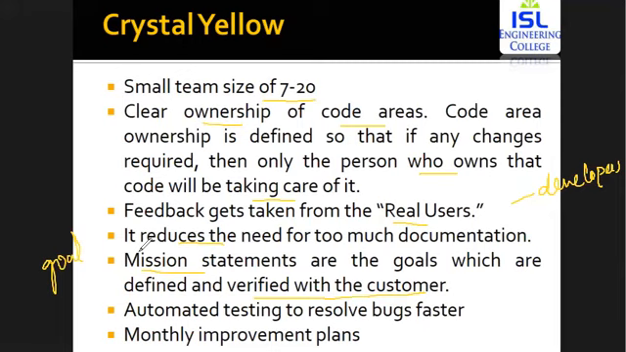Now in here, you're also going to focus on automated testing to resolve bugs faster. That is, any changes that you make within the code are going to start with automated testing. When you're using automated testing, it resolves the different bugs very quickly, because it is automated. It performs the testing on its own. Then within the Crystal Yellow methodology, you're going to have monthly improvement plans. That is, you're going to give different updates for the software. You can provide updates and different optimizations for the software.